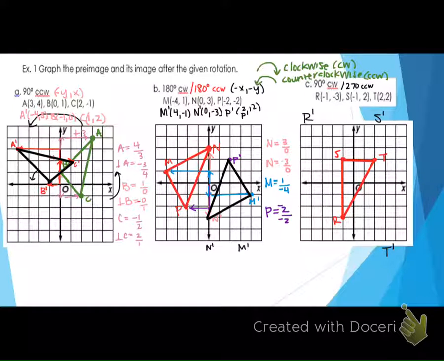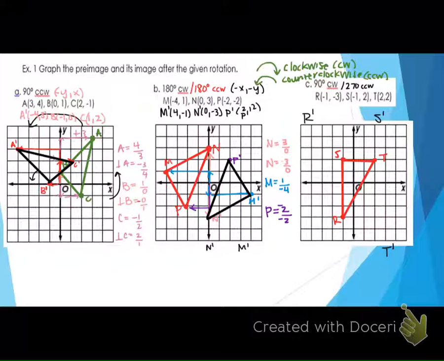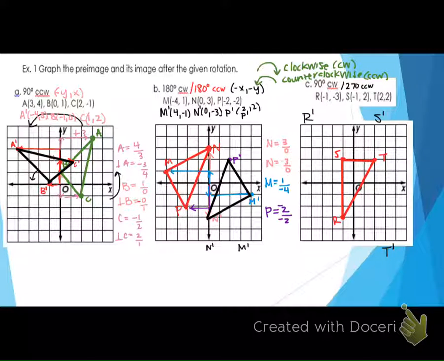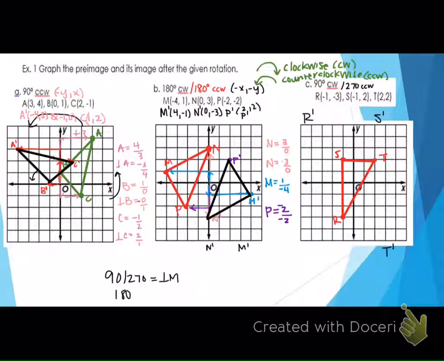So 90 degrees and 270 are perpendicular, meaning the slope needs to be perpendicular. 180 means the slope needs to stay the same. Does everybody understand that? So 90 and 270, you do a perpendicular slope. 180, you do the same. Does everybody get that when you're doing the rotations? Because 270 is a version of 90 degrees.